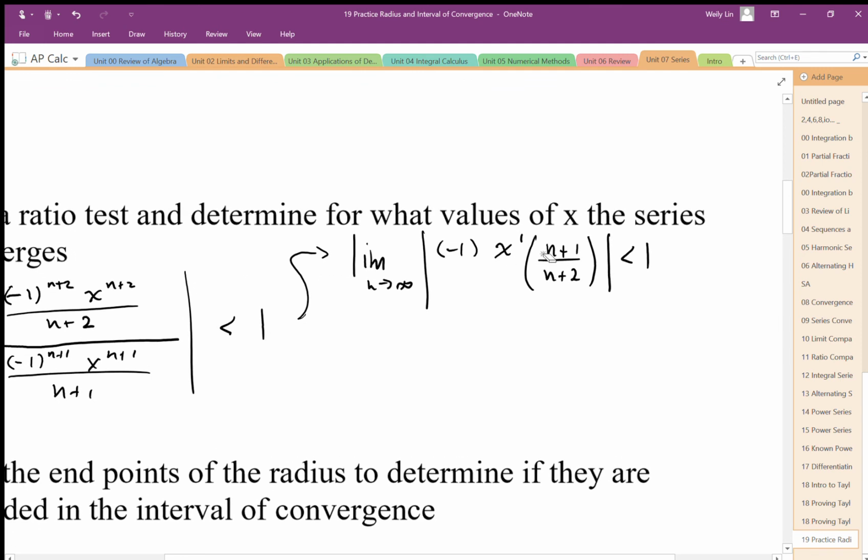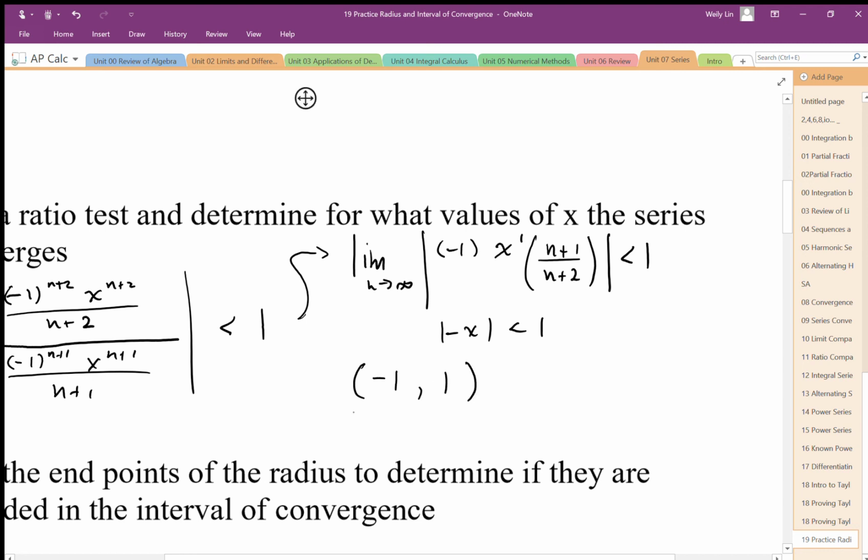So at this point, I know that's going to go to 1. So I'm going to end up with negative x, absolute value, is less than 1. Okay, so my radius of convergence is 1, and I know the center of my convergence is 0, so I know my interval so far is going to be negative 1 to positive 1.